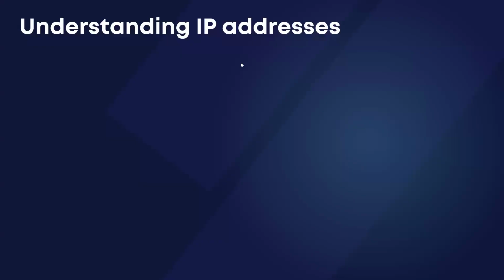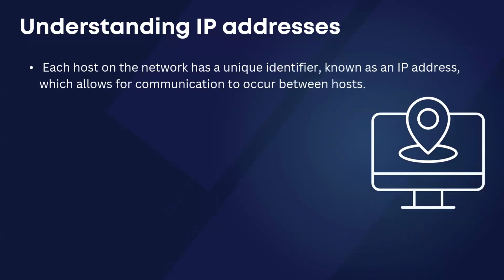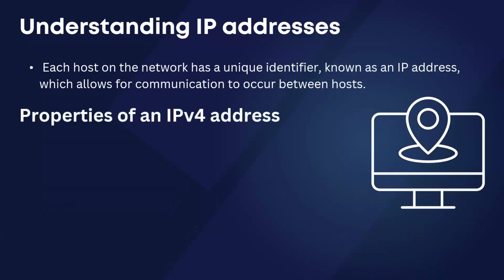To define an IP address, IP addresses are basically the unique identifier for every host on the network. So each host on the network, each device in the network has a unique identifier. That unique identifier is known as an IP address. And these IP addresses allow for communication to occur between the hosts. And each of these IP addresses has a few important properties to it. Let's discuss that now.